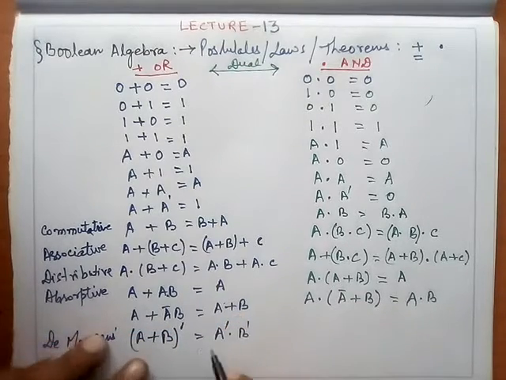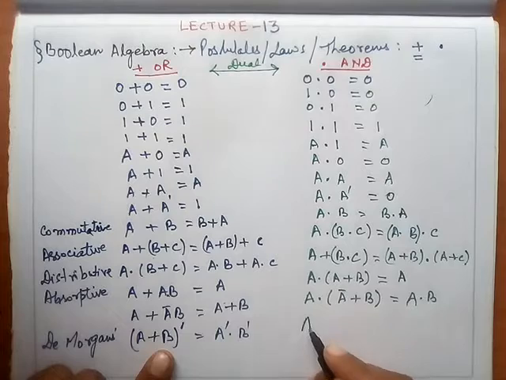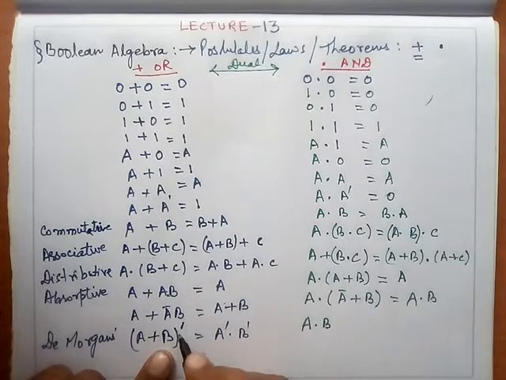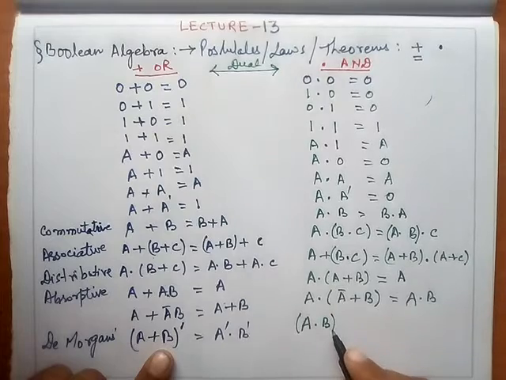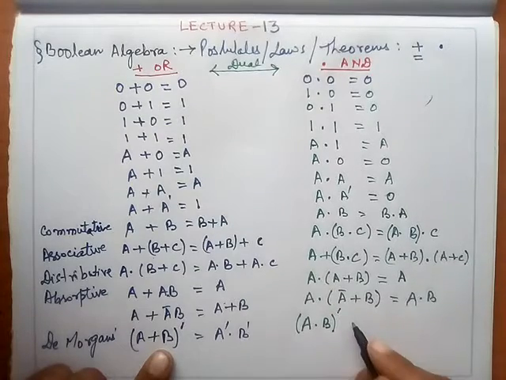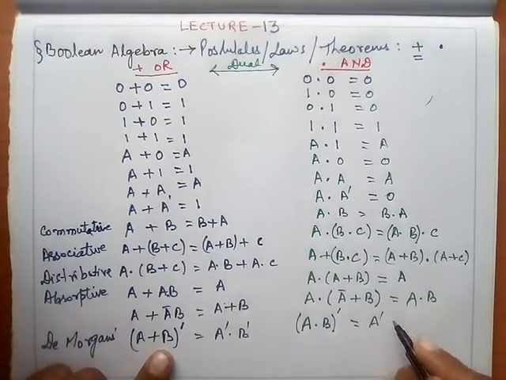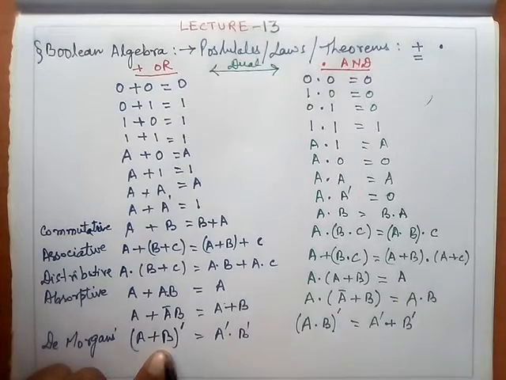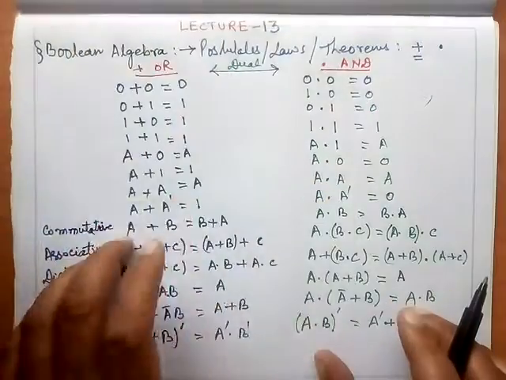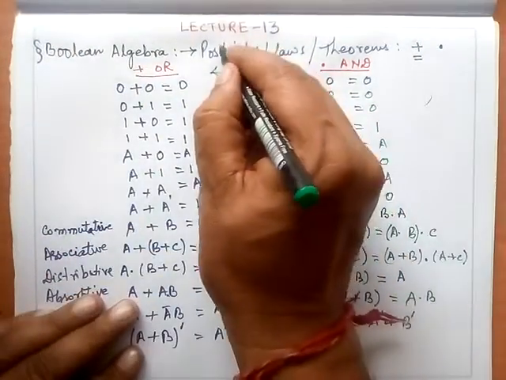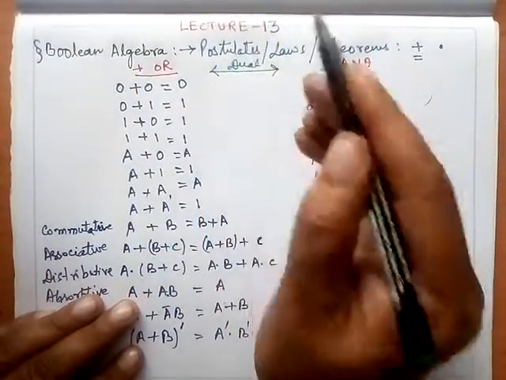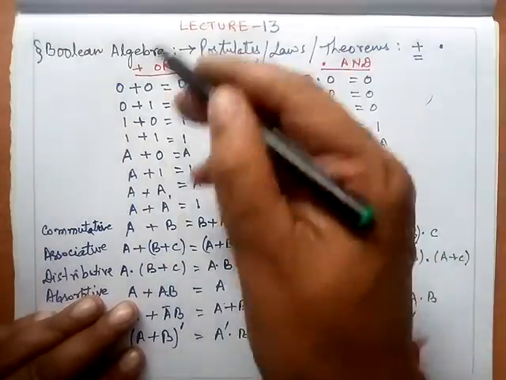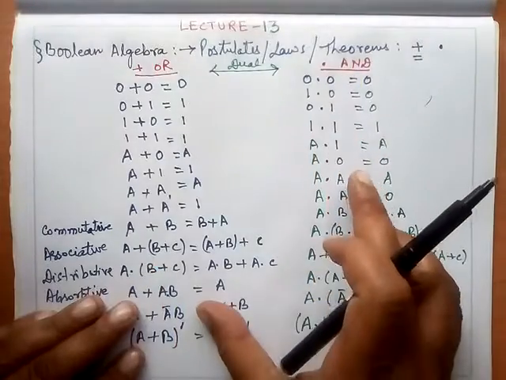And the De Morgan law, just see. You can say A dot B, A plus B whole complement. I can say A dot B whole complement is equal to A complement plus B complement. I have interchanged. So these are certain Boolean postulates, laws or theorems all together I have taken. So this is all about the basics of your Boolean algebra.